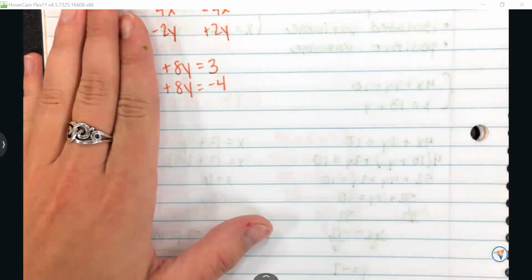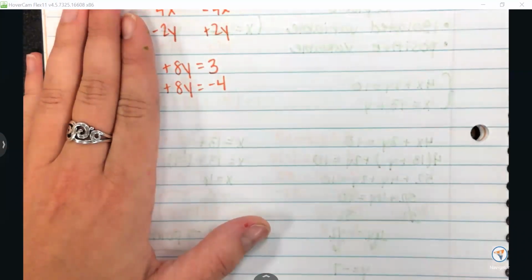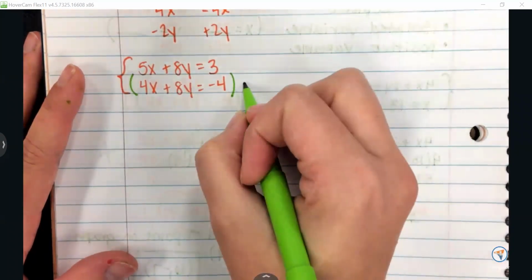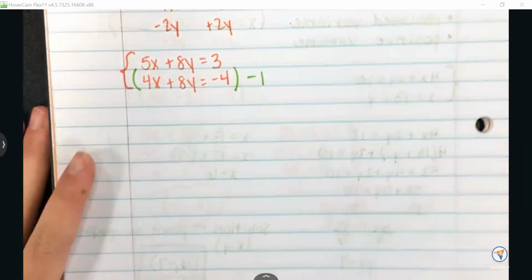Now, are my y's equal? Yes, but they're not what? Opposite. So I have to make an opposite y. What can I multiply 8 by to make it a negative 8? Negative 1. So I have to multiply an entire equation by negative 1 so that my 8 can become an opposite. Y'all, you have to keep it nice and neat. So write what I write, please.